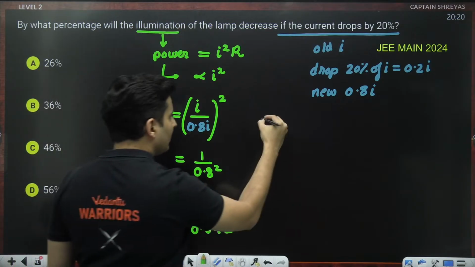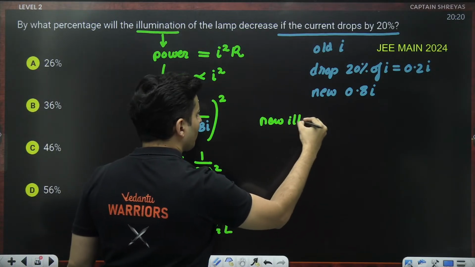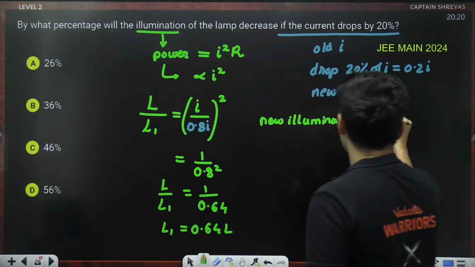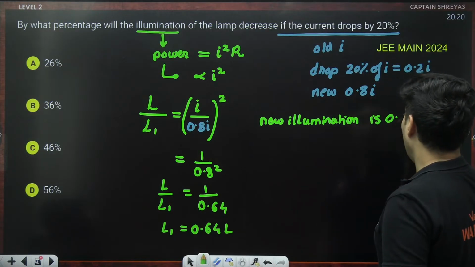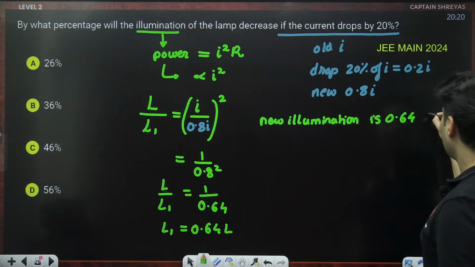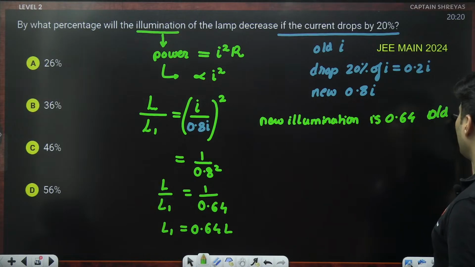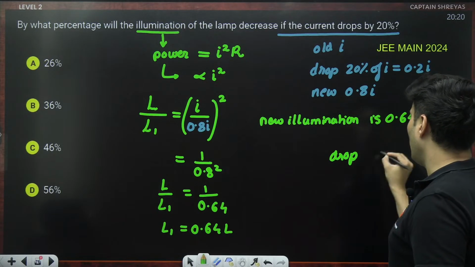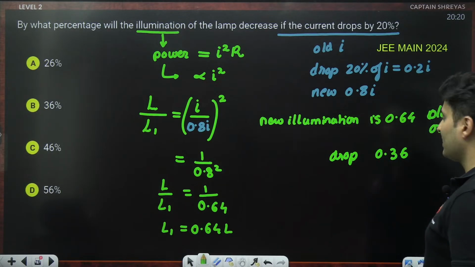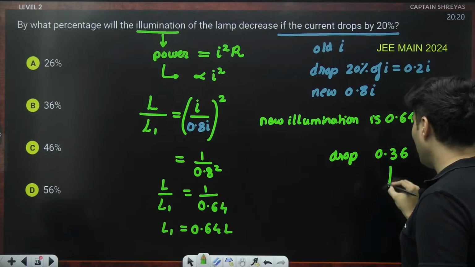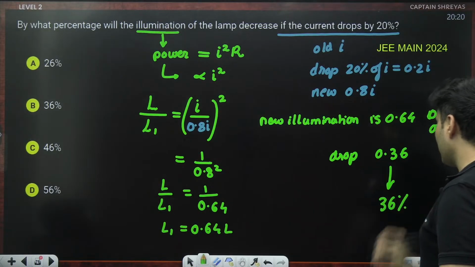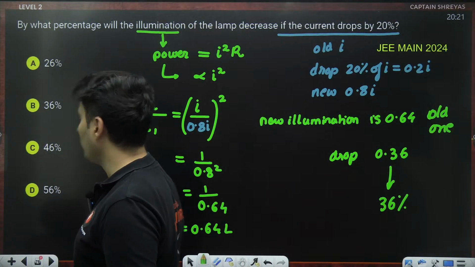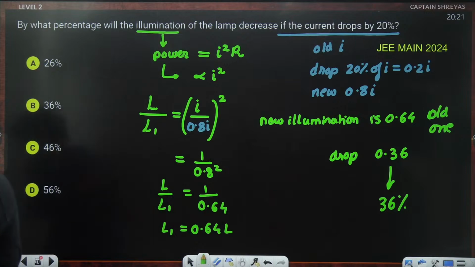That means the new illumination is nothing but 0.64 times the old one. That means how much is the drop? That means the drop is basically 0.36. So 0.36, if you convert it into percentage, it will be basically 36%. So the drop will be 36%, which is B for IIT Bombay. Is that right, everyone? Yep.